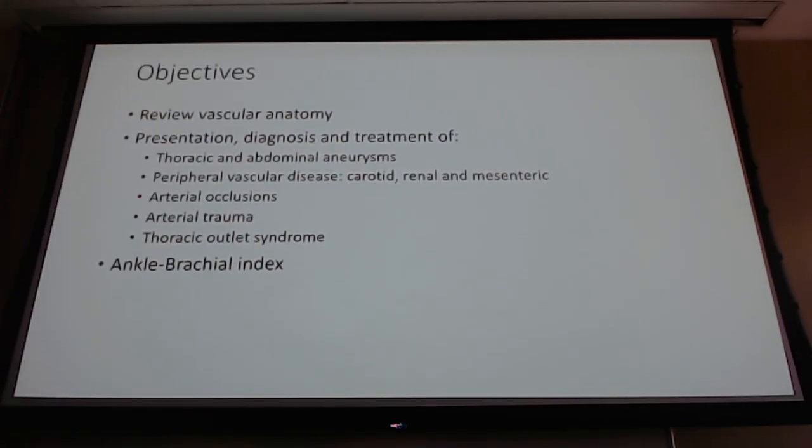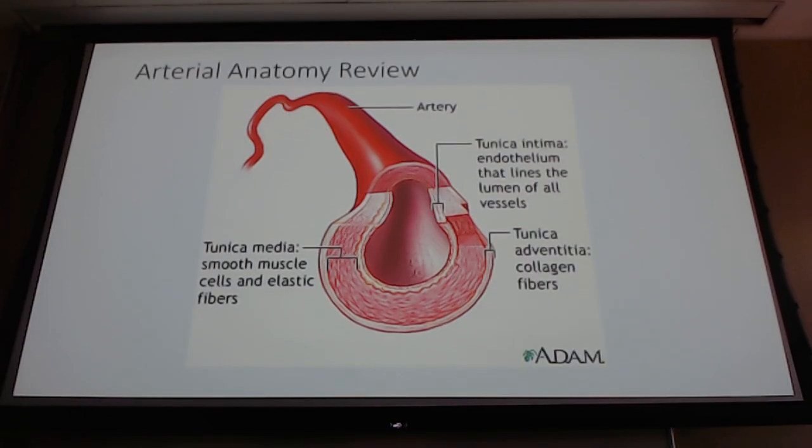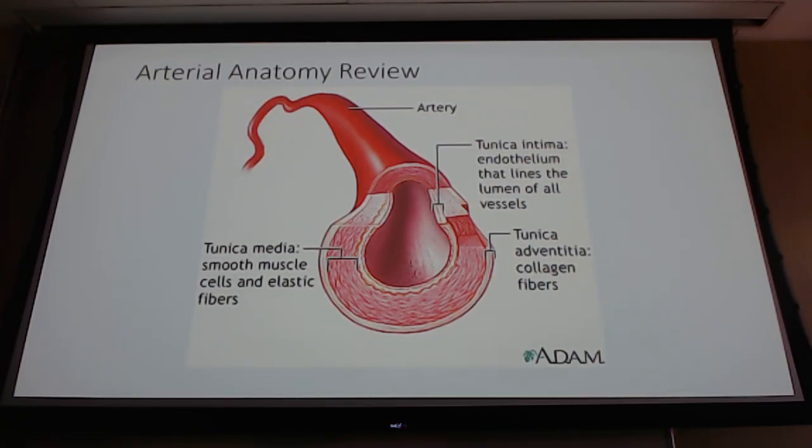Those are your objectives. So let's go and start with anatomy. Okay, this should all be review. The biggest thing that we want to remember are the 3 different layers of a vessel. The innermost is the tunica intima. The middle one is the tunica media. And the outside layer of the vessel is the tunica adventitia.